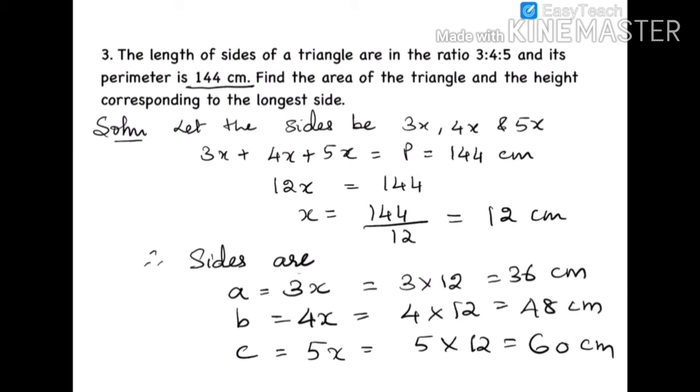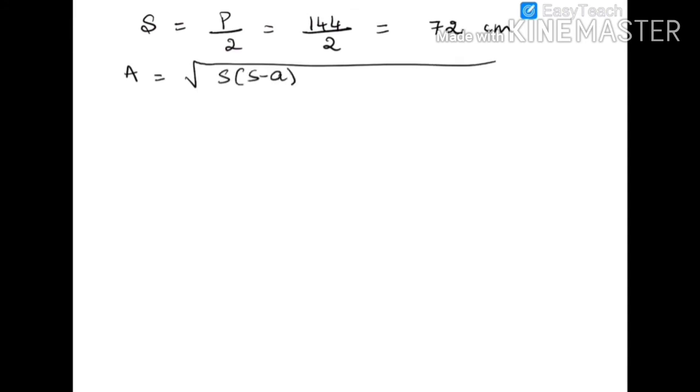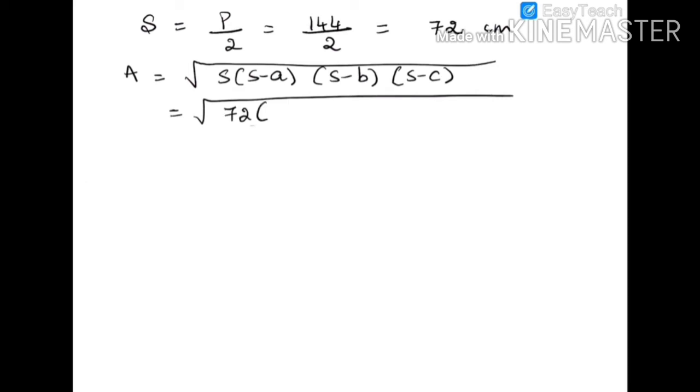So, we follow the same method that we did in the previous question. Find the area using Heron's formula. So, for that we will have to find the semi-perimeter, which is P upon 2. Perimeter is given as 144 divided by 2 will give us 72 centimeters. So, the area is equal to root of s into s minus a into s minus b into s minus c. Substituting, we get root of 72 into 72 minus 36 into 72 minus 48 into 72 minus 60.